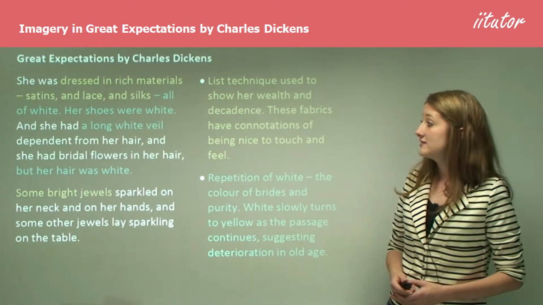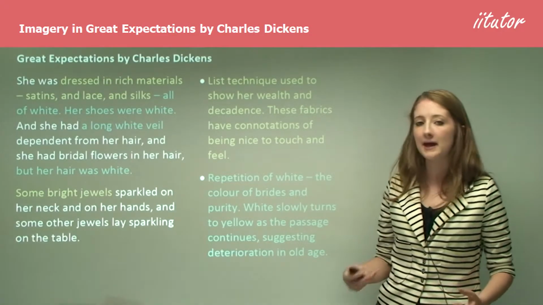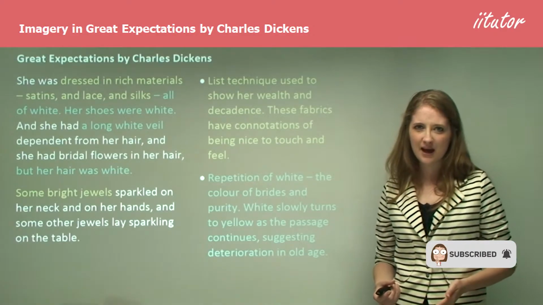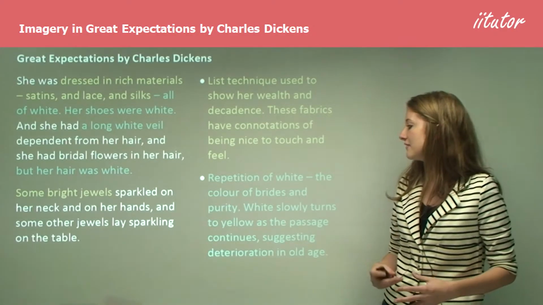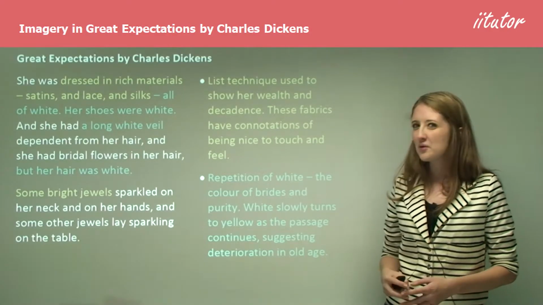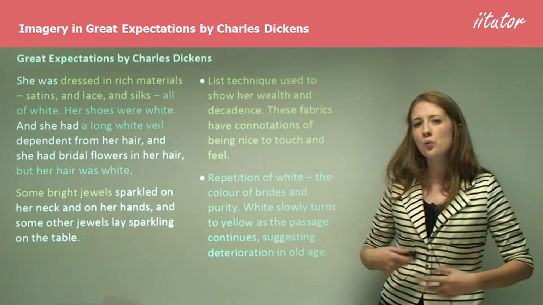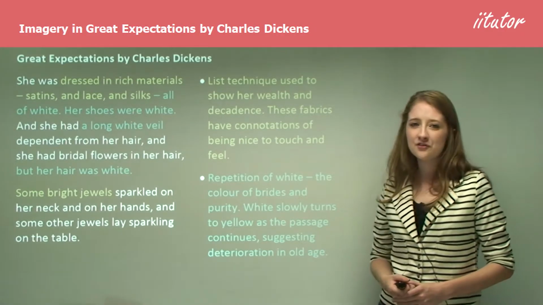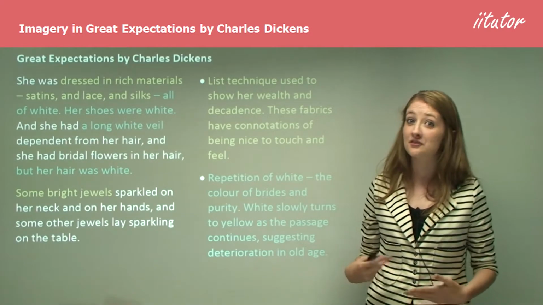Now you're highlighted, all of white, her shoes were white, a long white veil, her hair was white. This is the repetition of the word white. Now, this imagery is suggestive of the colour of brides and also of purity. However, later on, when we look at this extract a little bit further, you'll see that white slowly turns to yellow as the passage continues, and this is suggestive of her deterioration in old age and that process that humans undertake.